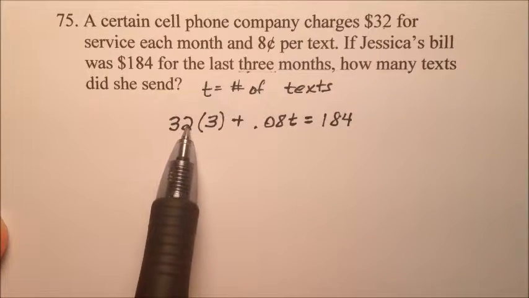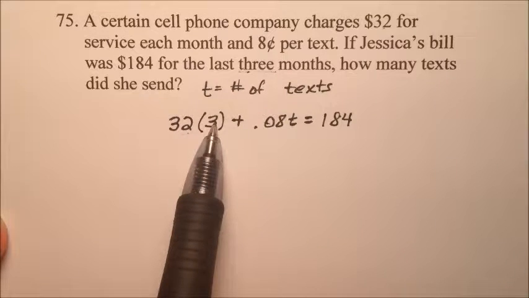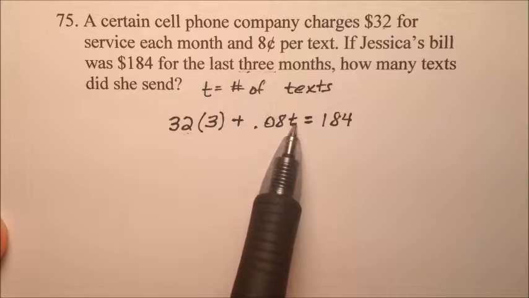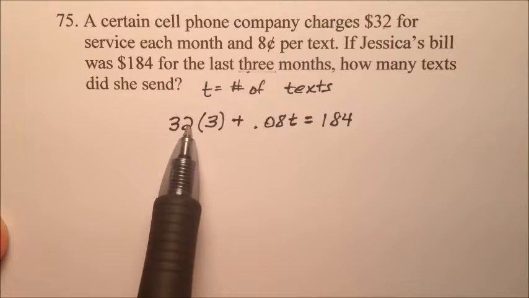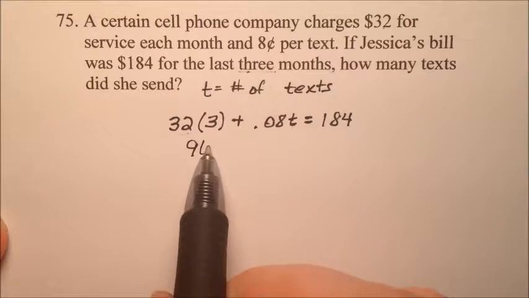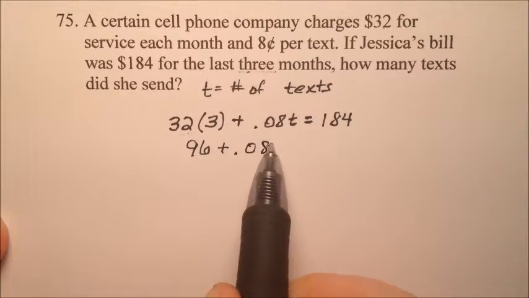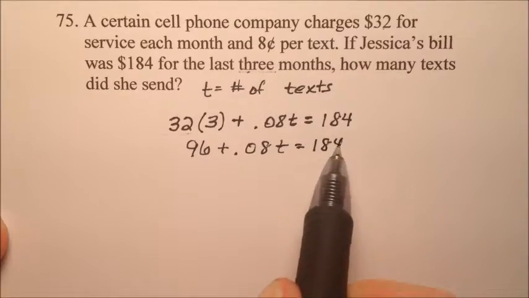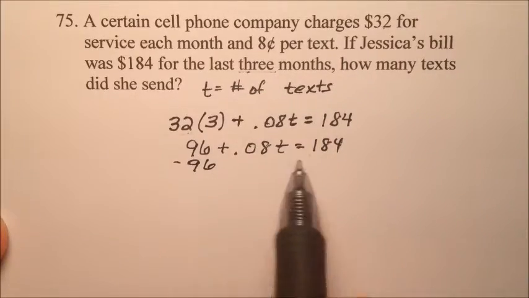So this was $32 per month for 3 months, 8 cents a text for how many texts? I don't know, that's what we're looking for. And when you add those up to make the total bill, it's $184. Let's go ahead and multiply this through, and you get 96 plus 0.08t equals 184. So it's a nice two-step equation.